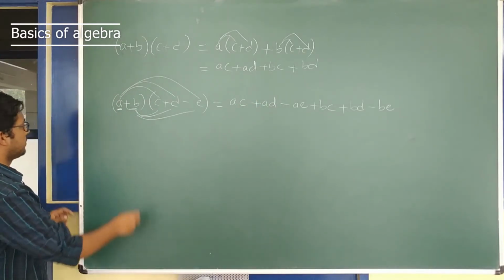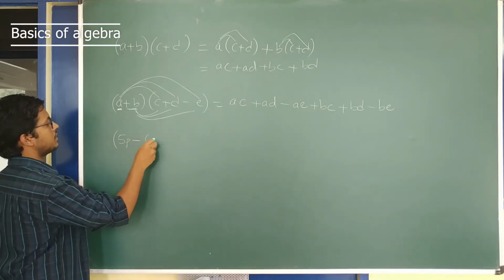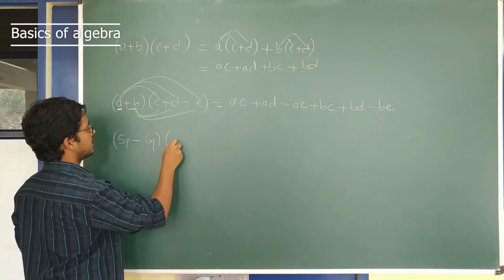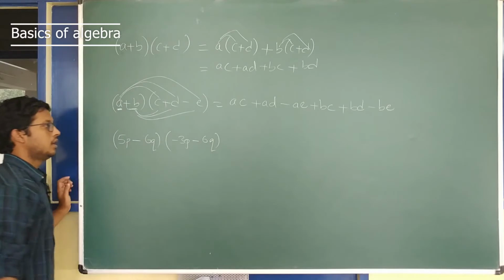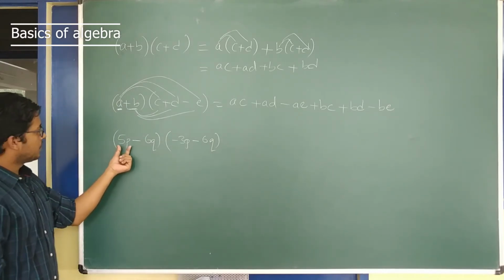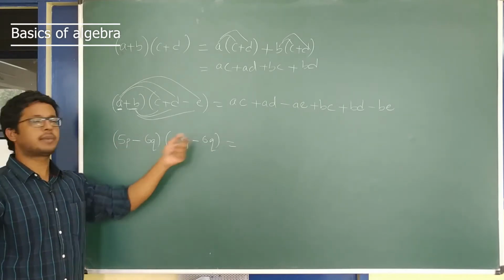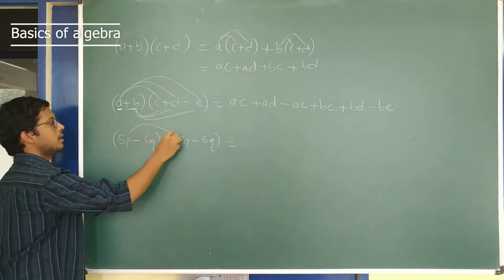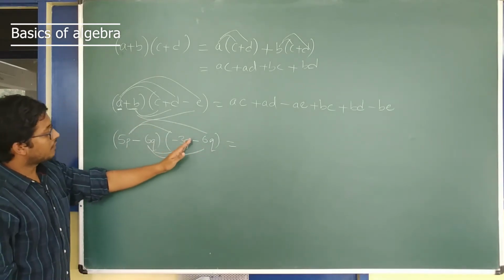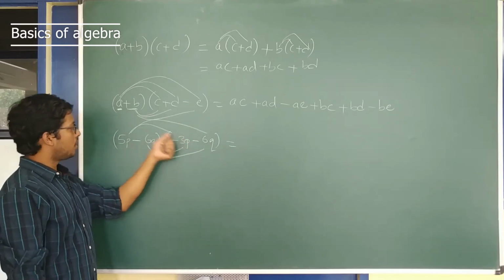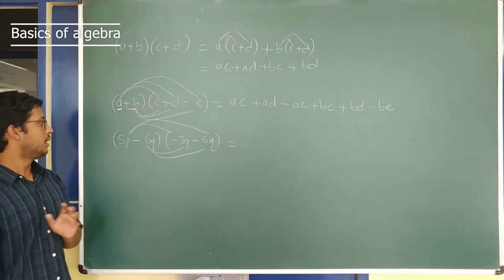Let's take another example, a little complicated one this time. So plus 5p minus 6q into, let's say, minus 3p minus 6q. So here we are multiplying a binomial by a binomial. So we'll follow the rule, again take one term and multiply to all the terms here. Take this term and multiply to all the terms. You can very well do from this side to this side. That is also okay. Alright, so let's see this one.